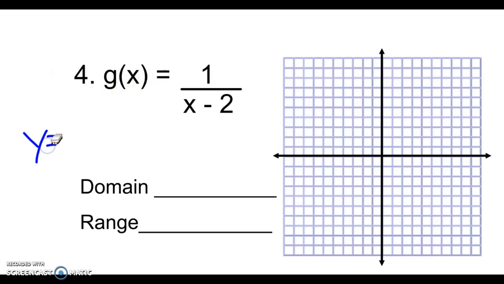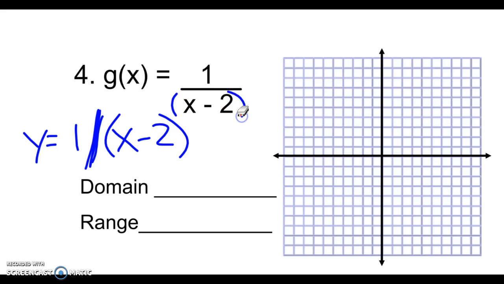Just remember to put in parentheses. You're going to do 1 divided by, though you're not going to get a division sign, you're going to get a little slash thing. Put in parentheses x minus 2, and make sure that whole thing goes together. Otherwise, you're going to get some weird looking thing. All right, I'll give you a minute to check your graph.